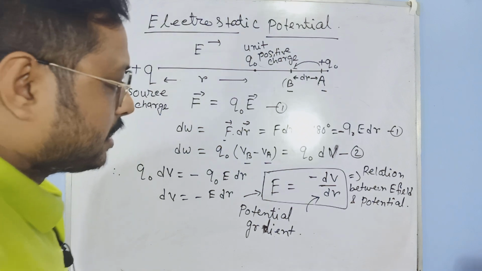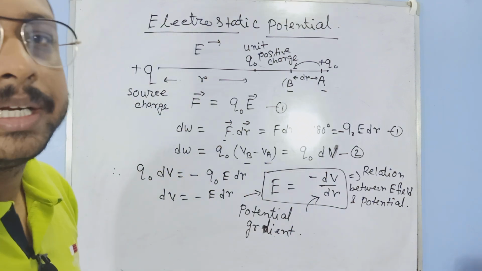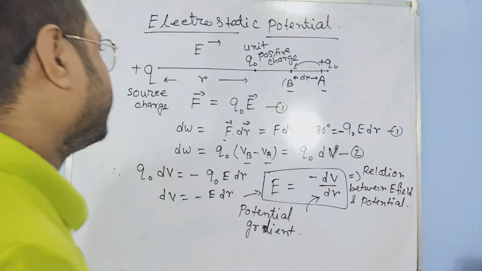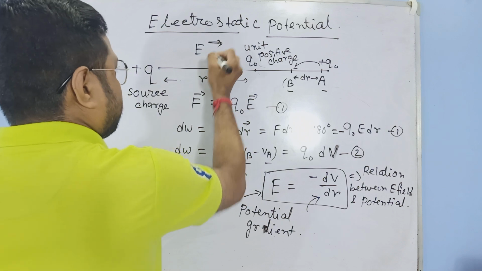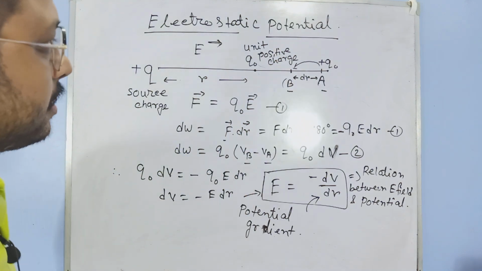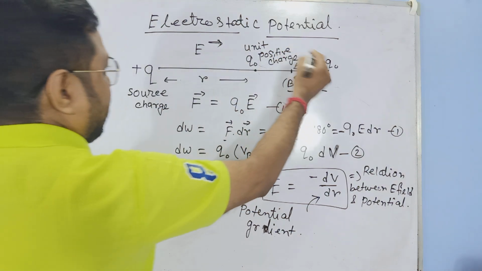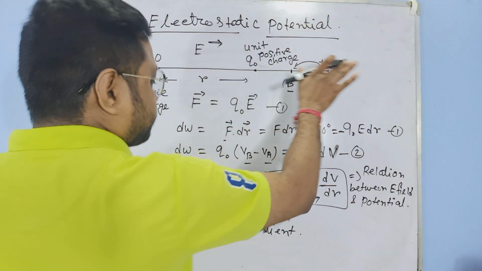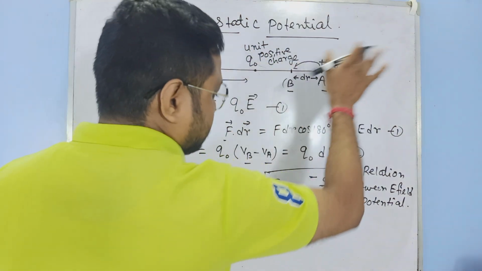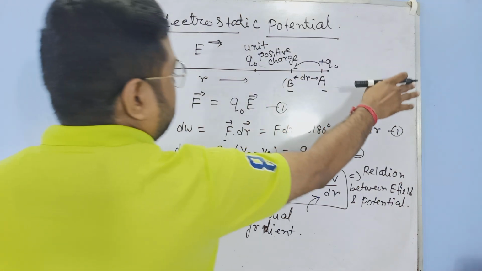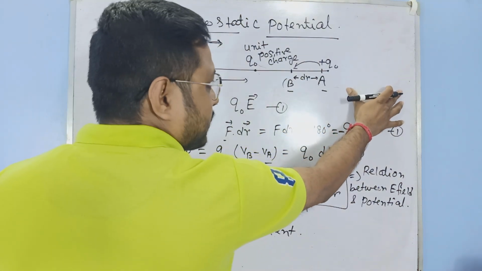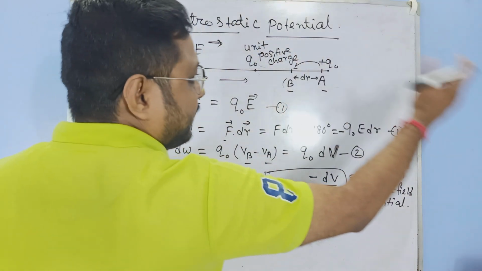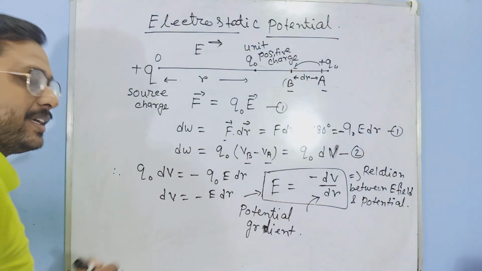That means V increases in the decreasing direction of E. As in the above figure, E is increasing along the positive x-axis. If this is taken as the origin O, then E is increasing along the positive x-axis, so V is decreasing along the positive x-axis. So as we go from the origin, electric field increases but potential decreases.